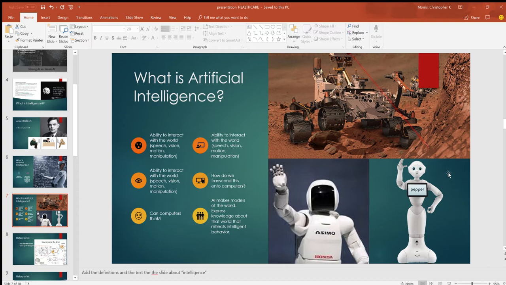Over here on the right is Pepper. This is supposed to be what they call an emotional android, or a family-oriented android, where it was made, as you can see by its big eyes and its figure and so forth, to be very social. It's what they call a social robot, and this display on its chest would also help express what it was feeling and what it was going through, but it could also talk and converse with humans and so forth.